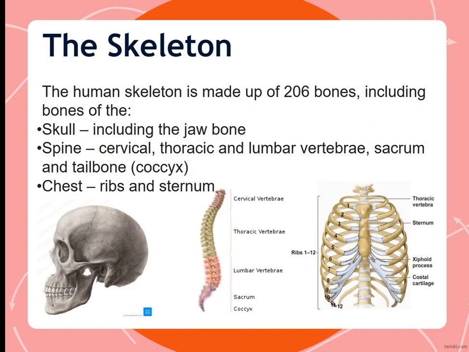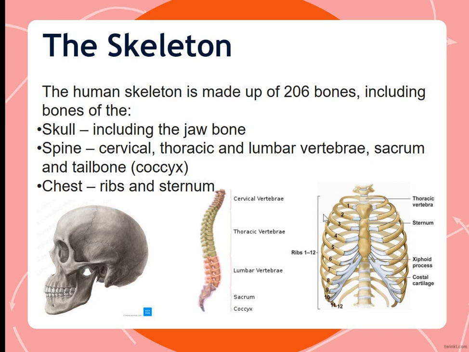This is a joint. What's the skeleton? The skeleton is made up of 206 bones. So all the bones of my body, they are together, they form the skeleton. So the skeleton is made up of 206 bones. This is the skull. This is the spine. It contains the cervical vertebra, thoracic, lumbar, sacrum, and coccyx. These are the parts of the spine, which I call the vertebral column.